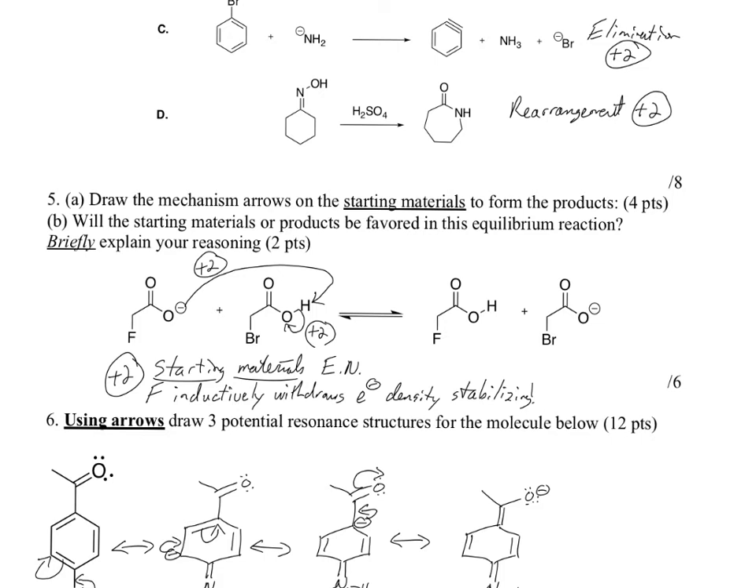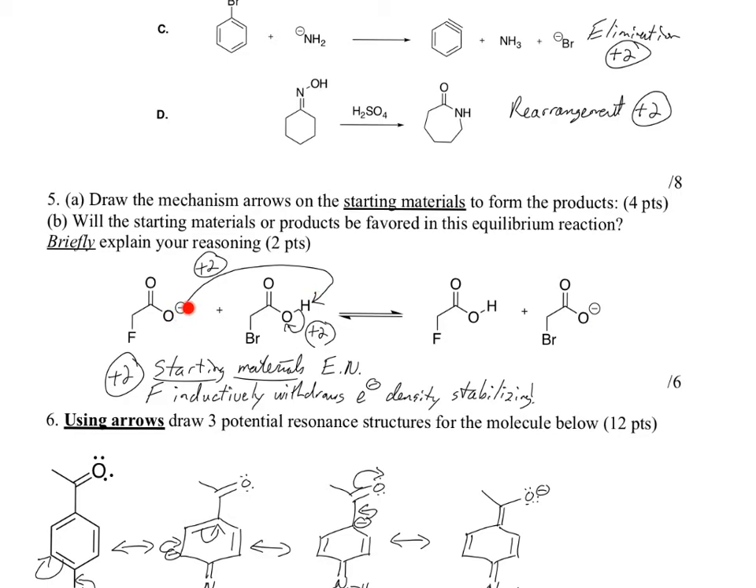All right. Draw the mechanism arrows. So that's like reaction arrows, curved arrows, on the starting materials to form the products. Right? So what bonds are formed, what bonds are broken. So it looks like we formed a new OH bond, and we broke an OH bond. So we need to show arrows to show that.